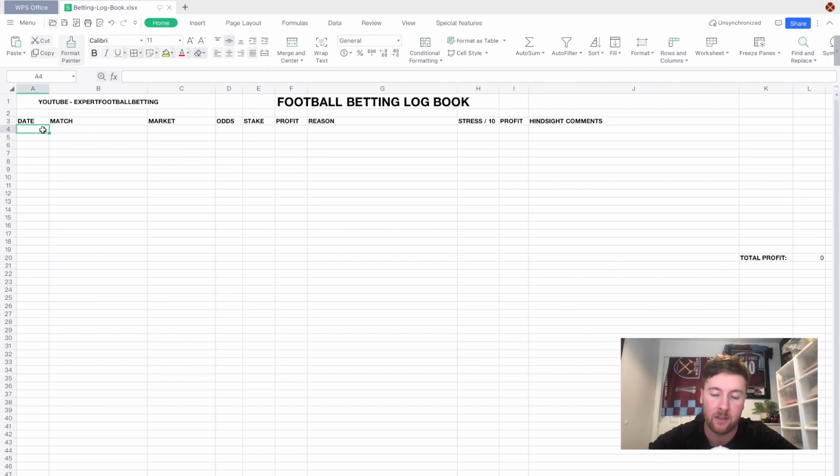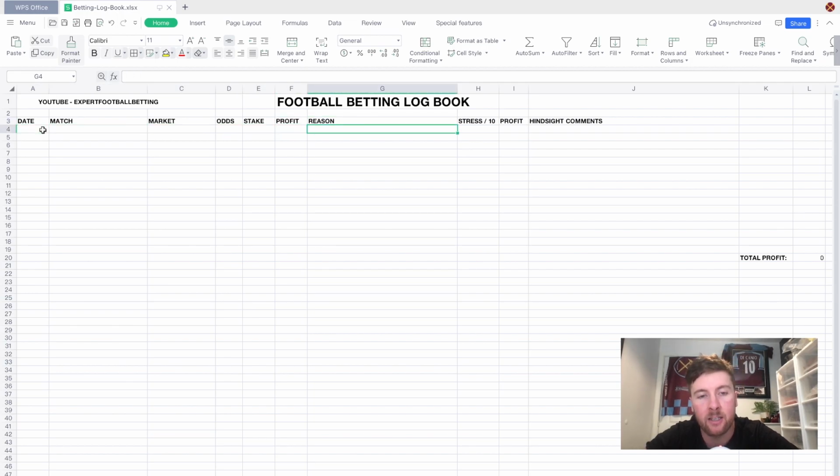Very simple. So when you find a match you want to bet on, you enter the date, you put in the fixture there, what market, over 0.5 goals, corners, or a straight win, you know what I mean. The odds, the stake you're putting in, the profit or loss, and then the reason why you're placing the bet, and your stress out of 10 / emotion out of 10. So these two and this column here, hindsight comments, are going to be the key 3 things in this logbook, which you can look back on and you can see where you've gone wrong and you will improve. So let me explain it quickly. So these bits here, you understand.